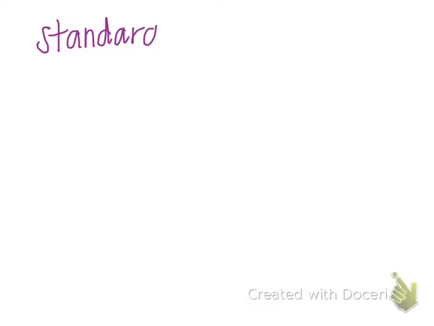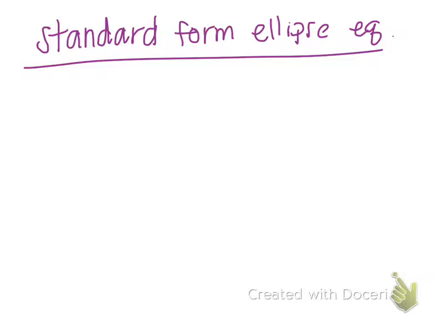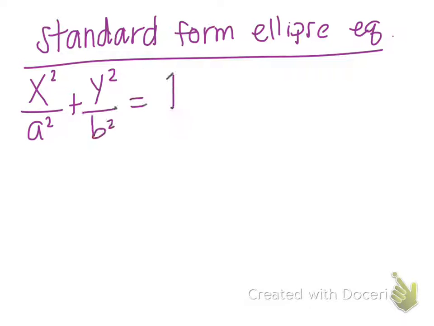Today we're going to talk about the standard form of an ellipse. So our standard form is x squared over a squared plus y squared over b squared equals 1. So an ellipse is always in fraction form, and it always equals 1 when we add up those two pieces together.